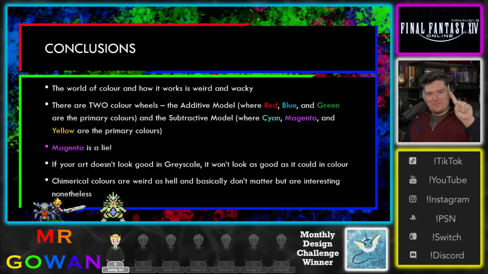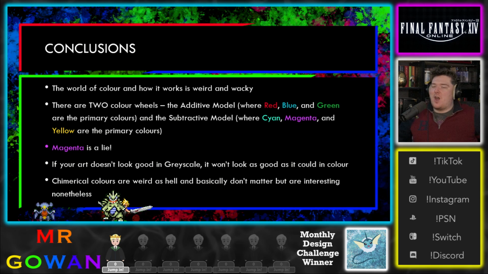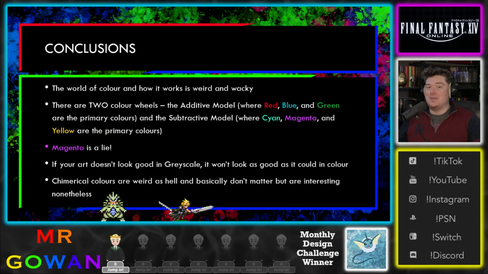The additive model, where red, blue, and green are the primary colors, not red, blue, and yellow. And the subtractive model, where cyan, magenta, and yellow are the primary colors. Magenta also is a lie. It is not real. It is literally an optical illusion created by our eyes. Our brain just makes it up.